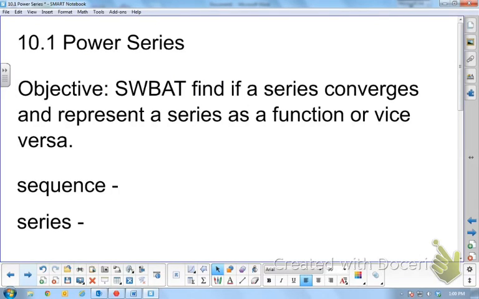So we are skipping to section 10.1. Section 9.1 I felt was kind of put in the wrong place, so we've basically moved it to chapter 10. And I will warn you, chapter 10 is fairly confusing.